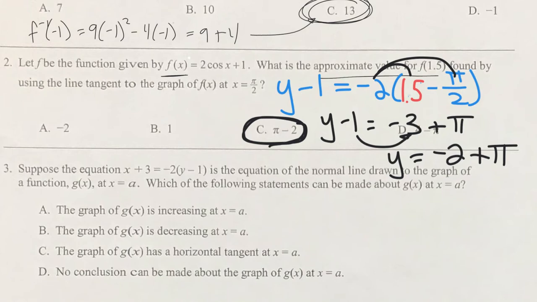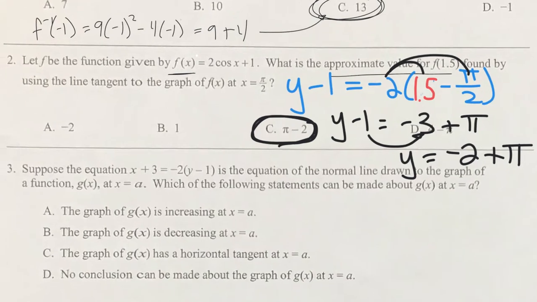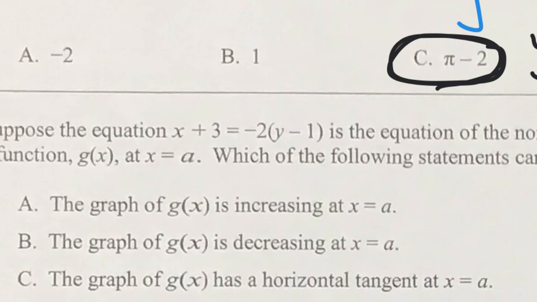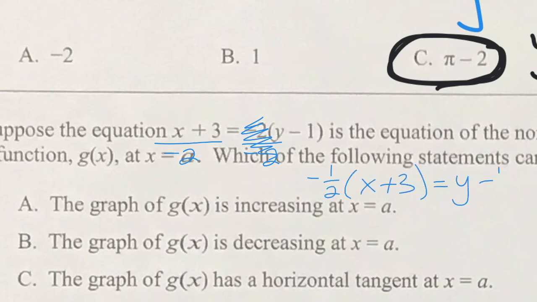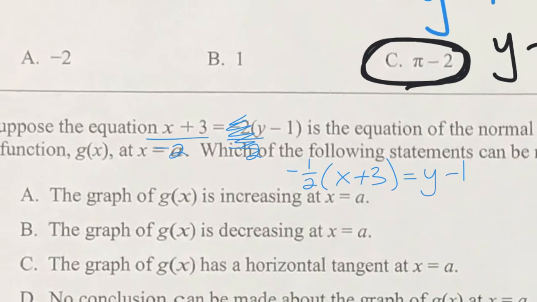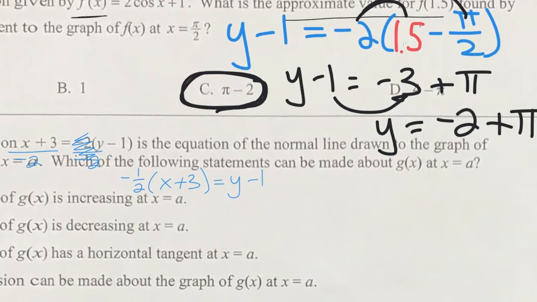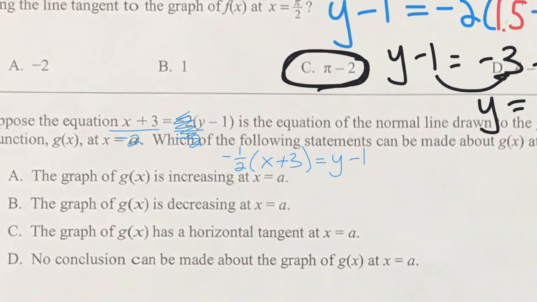Okay, number 3, suppose this is our equation. Hopefully you notice that this is not actually in point slope form. So before we do anything, let's get this into point slope form by dividing both sides by -2. The slope is not supposed to be in front of the y parentheses. It's supposed to be in front of the x parentheses. So now that we have it in the correct form, which statement can be made about g of x?